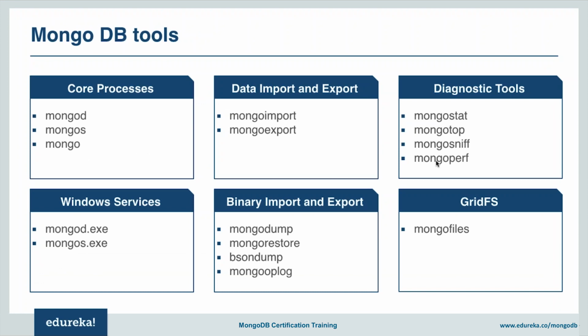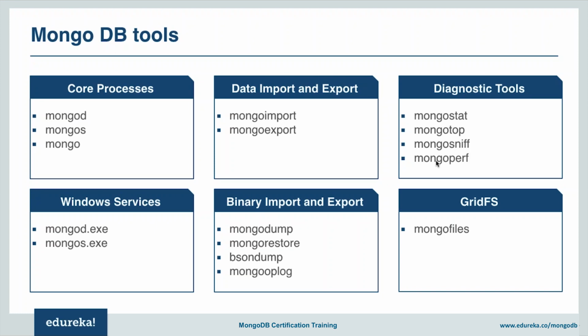Now, with respect to the tools, there are various tools that we have, and these tools are very useful when we're actually working with Mongo. They help us in various sections or different steps. In the core processes, the primary tools are MongoDB, MongoS, and Mongo. They are primarily the tools that we actually have in there.